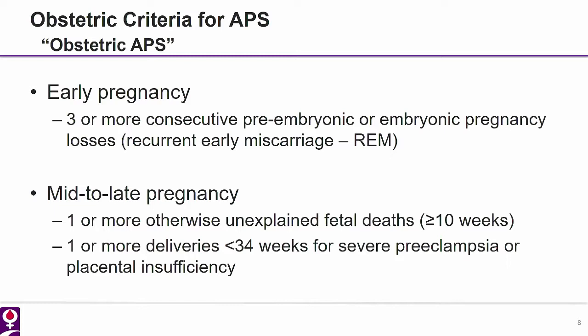And then mid to late pregnancy morbidities, which include the death of the fetus in utero at or beyond 10 weeks gestation, or 1 or more deliveries less than 34 weeks gestation for preeclampsia or placental insufficiency. That is, for preeclampsia severe enough or placental insufficiency severe enough to cause one of us to step in and do the delivery, iatrogenic early delivery for those conditions.